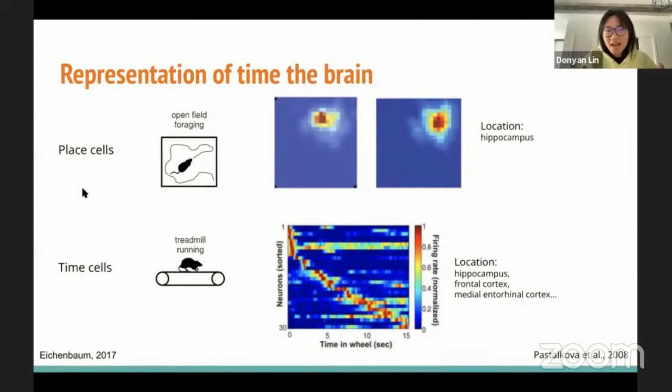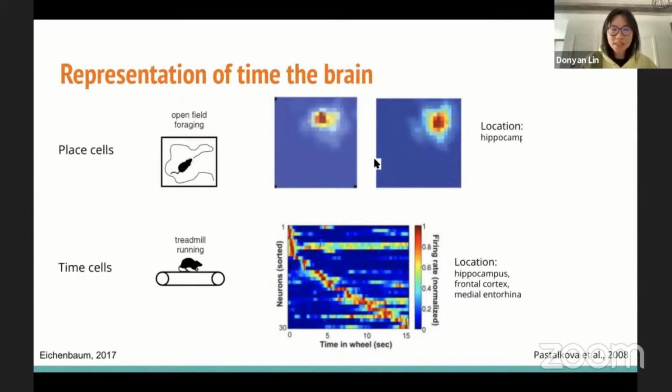As an analogy of place cells, we have time cells, which are cells that fire when the animal is at a certain time during a delay period. If we set the animal at a particular location, i.e. on a treadmill, then during the time when it's on the treadmill, neurons fire in a particular order. In other words, neurons fire at different times. These time cells are actually pretty widespread in the brain. You can see them in hippocampus, frontal cortex, medial entorhinal cortex, etc.